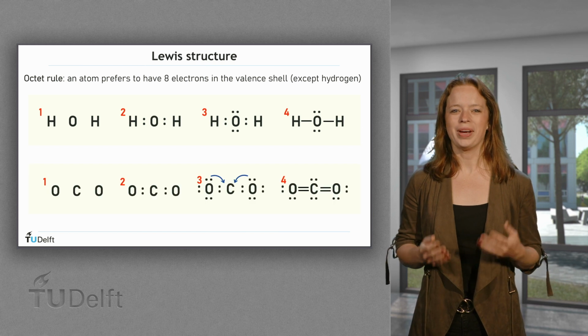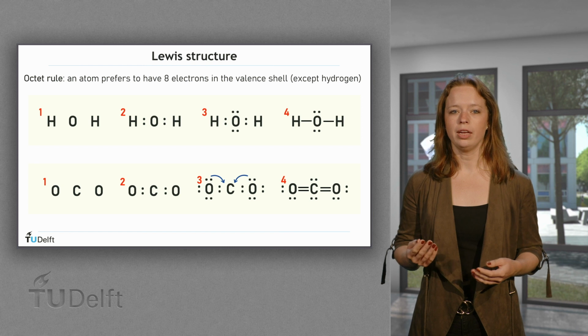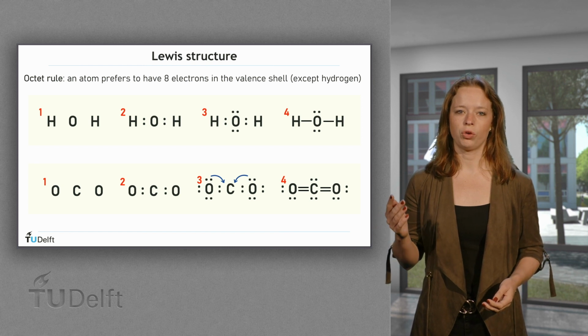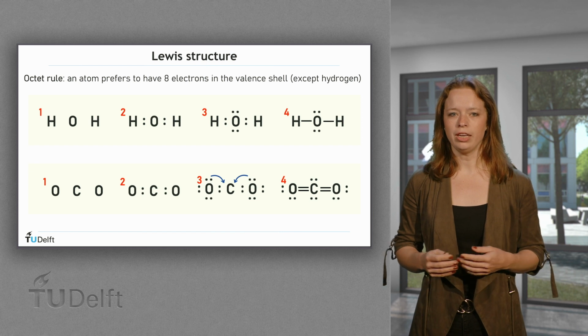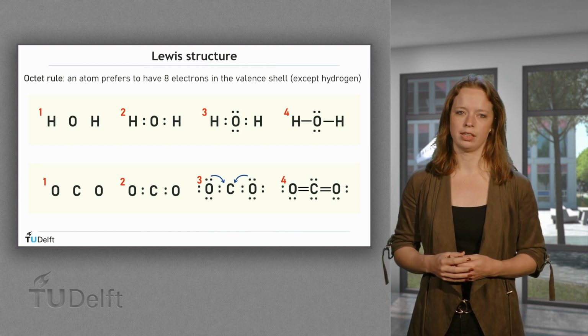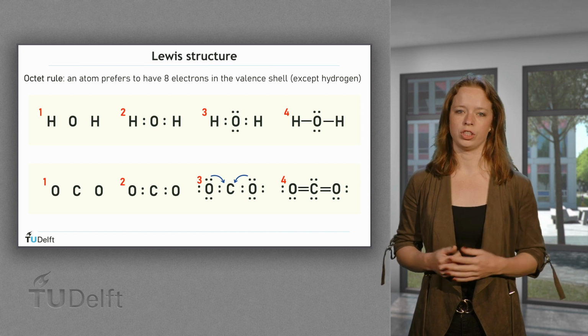In the same way, we can also draw the Lewis structure for carbon dioxide. At step 3, you see that the octet for the central carbon atom is not yet filled. More bonds need to be formed until each of the atoms has a filled octet. That results in this case in a double bond between the carbon and oxygen atoms.